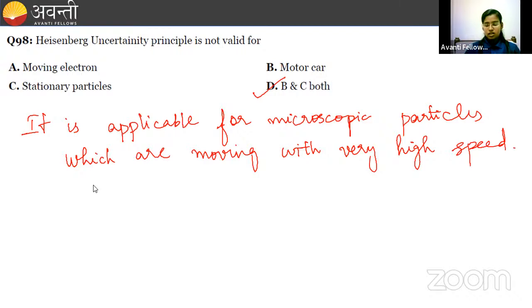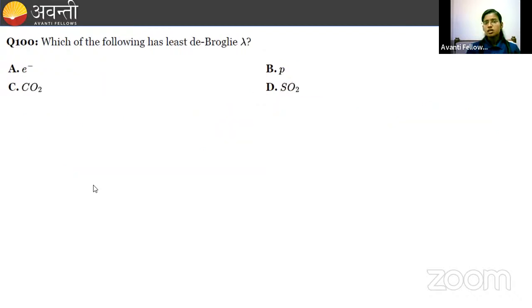So now I'll go for the last question of this session, question number 100. And it says, which of the following has least de Broglie wavelength? So how to find out the least de Broglie wavelength? So here we are provided with electron, proton, carbon dioxide and sulfur dioxide. So we can find out the least de Broglie wavelength containing the particle using the mass.